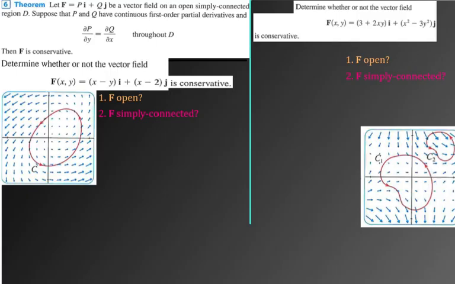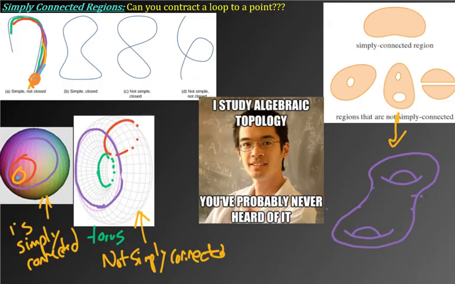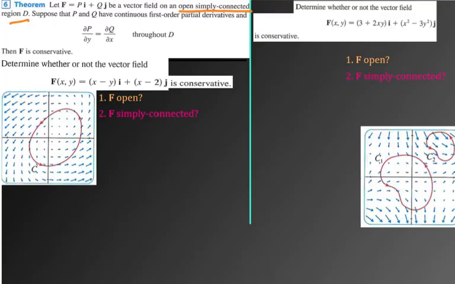And then from that, we get this nice theorem. It says that if you have a vector field on an open, simply connected region D, so it's got to be one that doesn't have any holes, and it's open. We're going to go through examples, and you'll see what I mean by open a little better, I think, in higher dimensions.